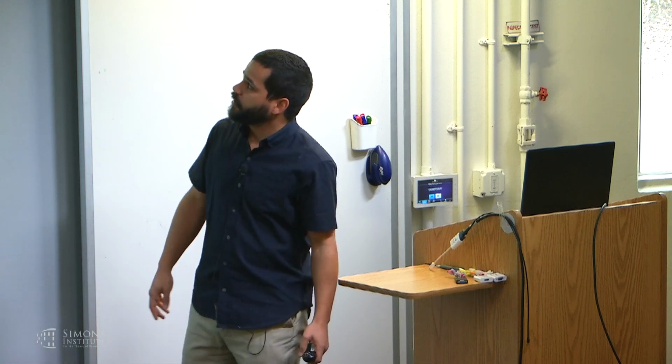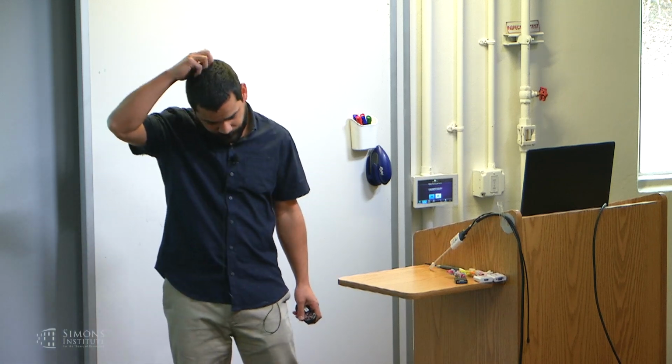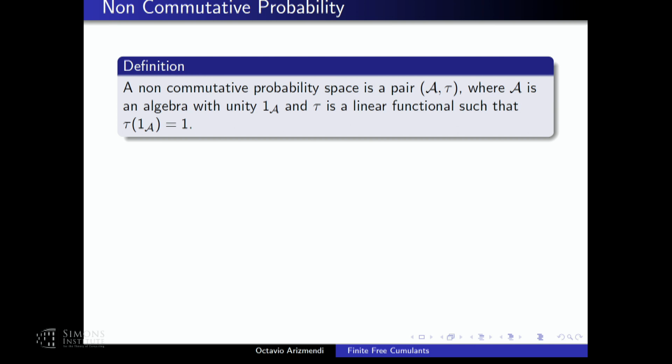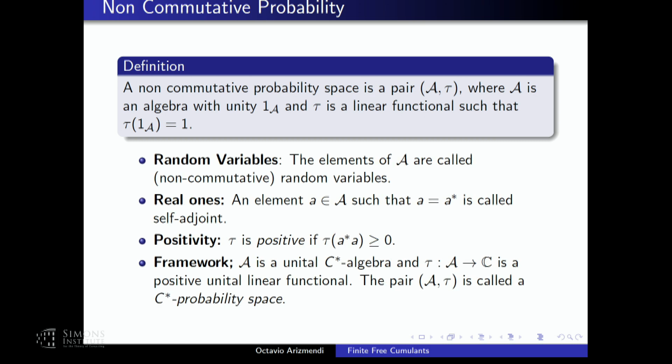So, what is the framework? The framework is, instead of looking for sigma algebras, we have algebras, and instead of having expectation, we have a general linear functional. So here, we care more about the random variables, which will be elements in my algebra, and we have a linear functional which sends the unit in the algebra to 1. And this is just to make it a probability measure.